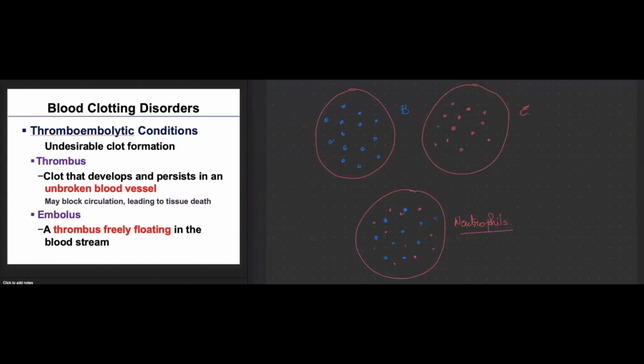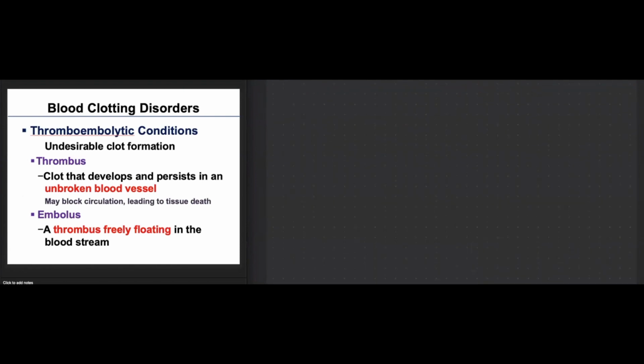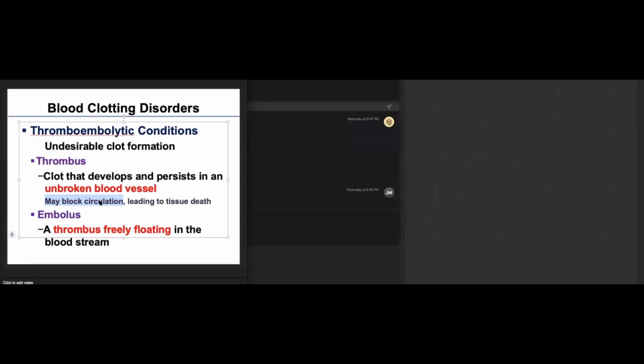Moving on to homeostatic imbalances related to blood clot formation. All right, so if I have an undesirable blood clot formed in an unbroken blood vessel, this is what we call a thrombus. And the thrombus here might be blocking the circulation, and as it blocks the circulation, this is going to lead to tissue damage.